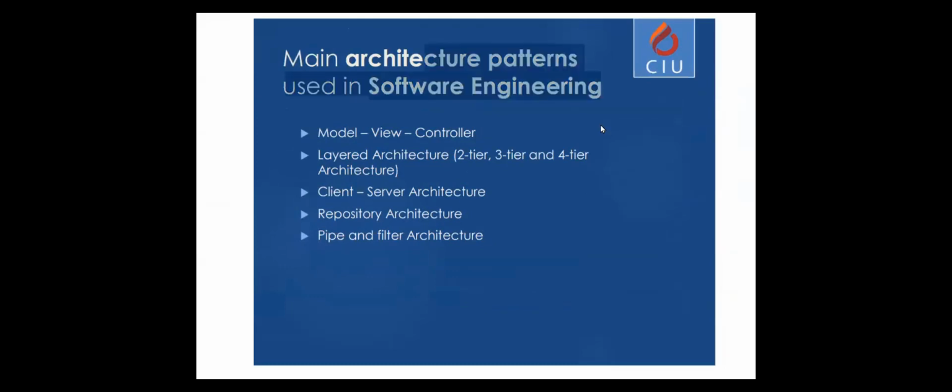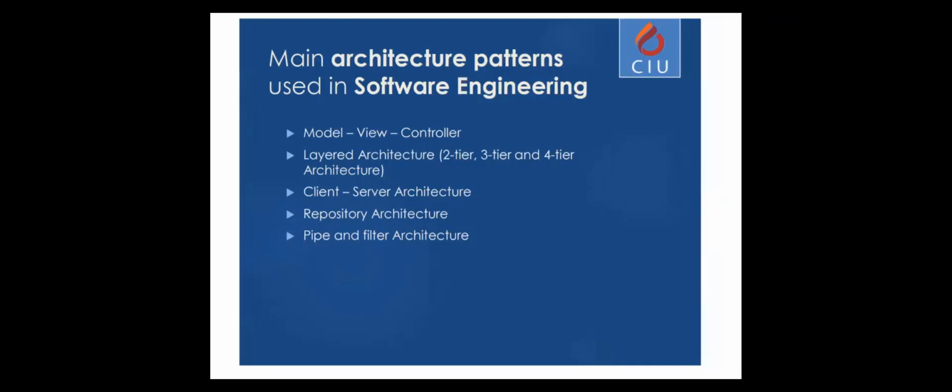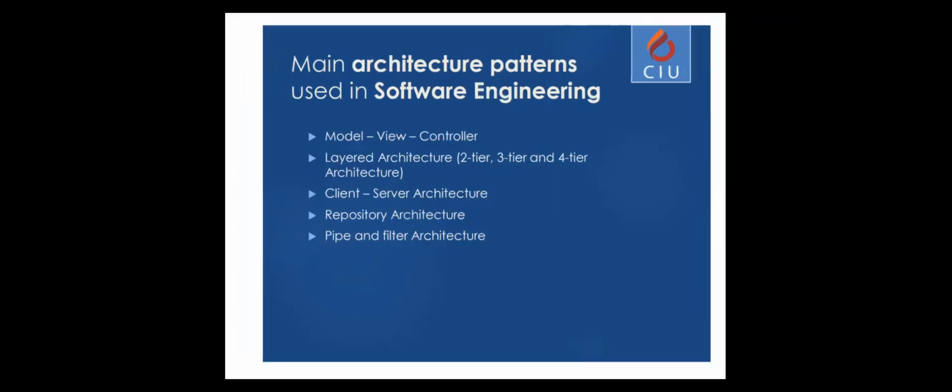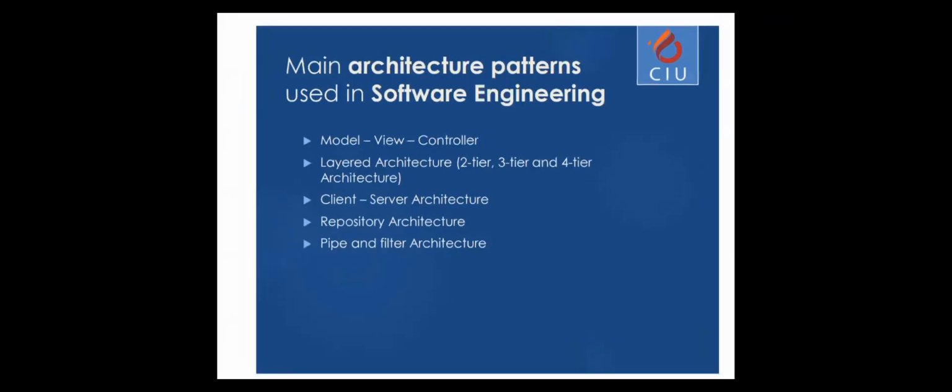The main architectural patterns used in the software engineering world are the model view controller, probably the most popular one, the layered architecture, which I always ask about in my object-oriented programming classes, client-server architecture, probably covered many times over in the network classes, repository architecture, which is the cloud computing Daniel mentioned today, and the pipe and filter architecture, which is usually the architecture for Linux-based embedded systems.